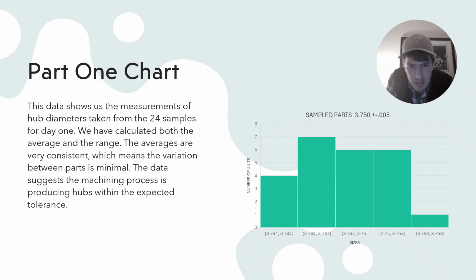So we see it started at 3.74 and went all the way up to 3.76. On the bottom we have our sizes, and on the left side, the vertical axis, we have the number of units, and the sample parts are 3.750 plus or minus 0.05 for our first histogram. And that's a little information about the part one chart. This was our only chart for part one.